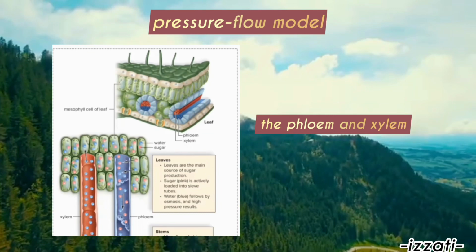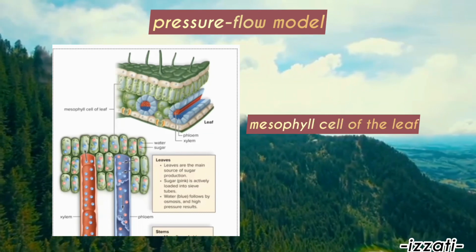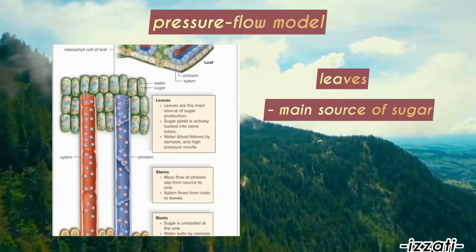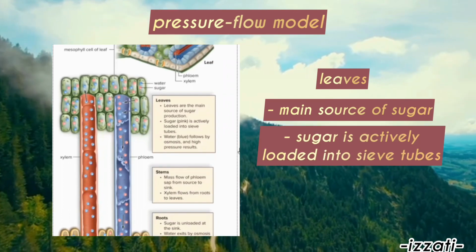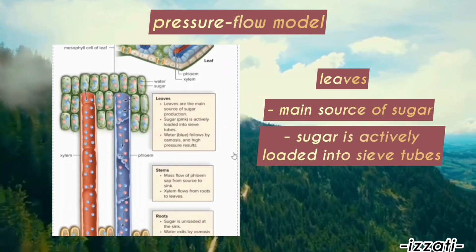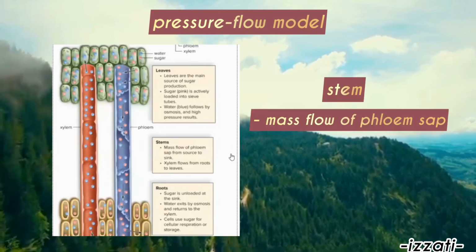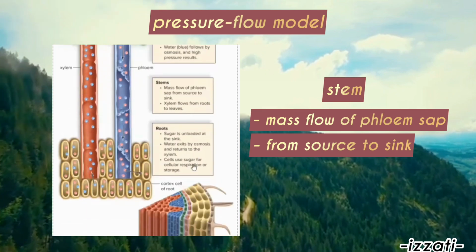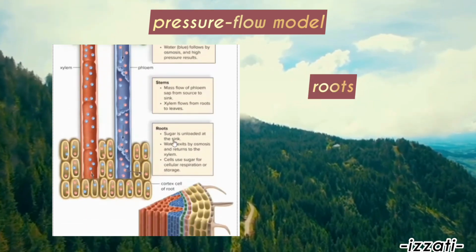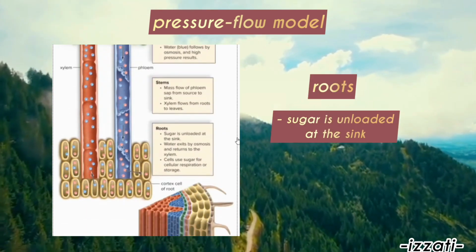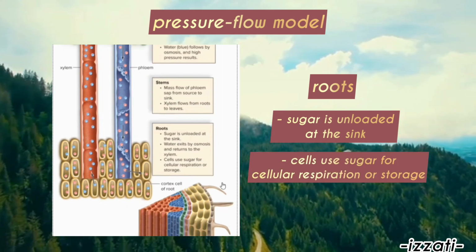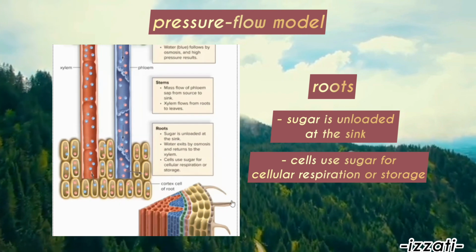The phloem and xylem are inside the mesophyll cell of the leaf, and the leaf is the main source of sugar production, and the sugar is actively loaded into sieve tubes. At the stem, the mass flow of phloem sap goes from source to sink, and then this is the root. In the root, the sugar is unloaded at the sink, and the cells use sugar for cellular respiration or storage.